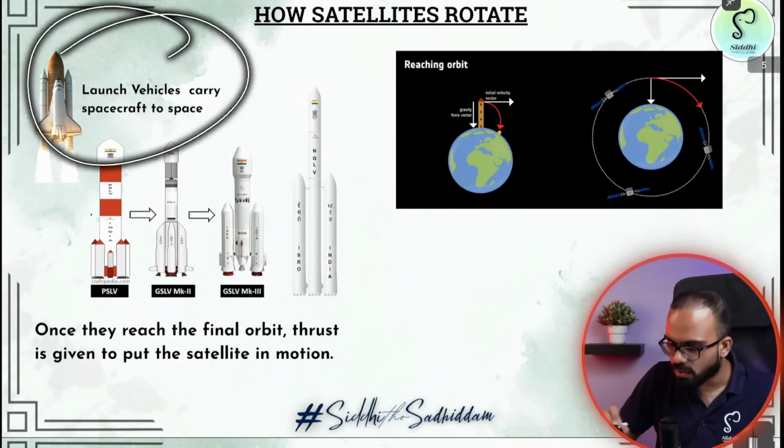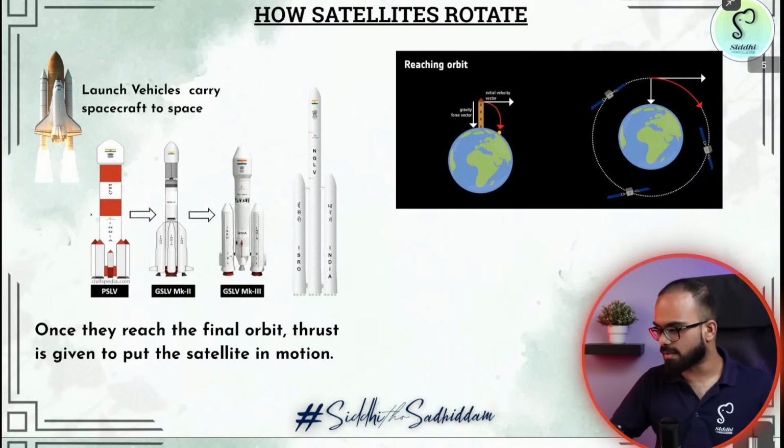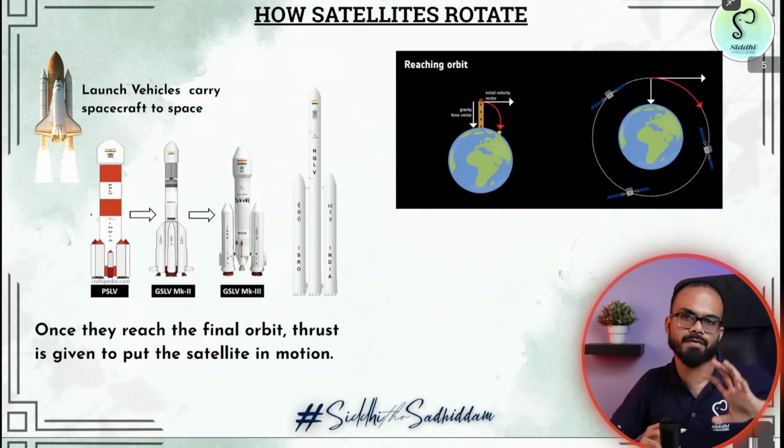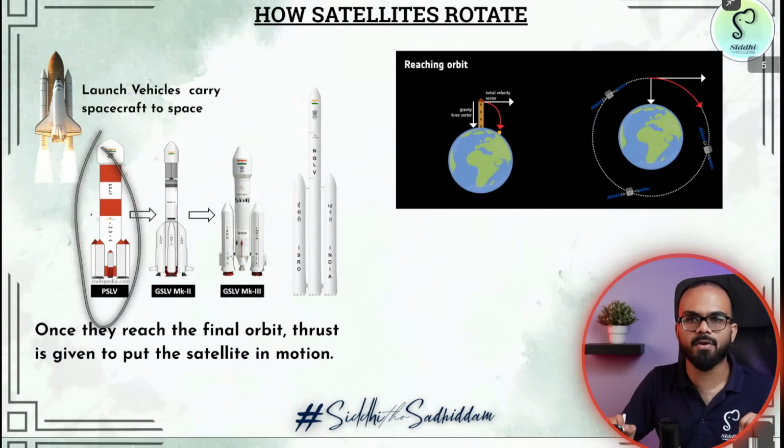The vehicles that we use to carry are called launch vehicles. We have various kinds of launch vehicles.